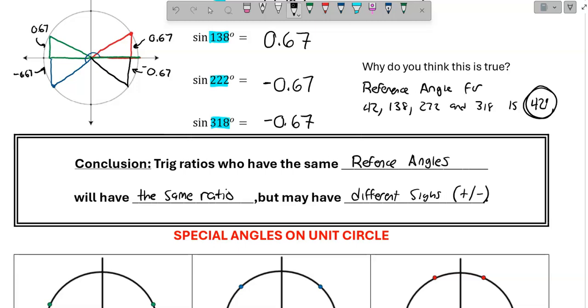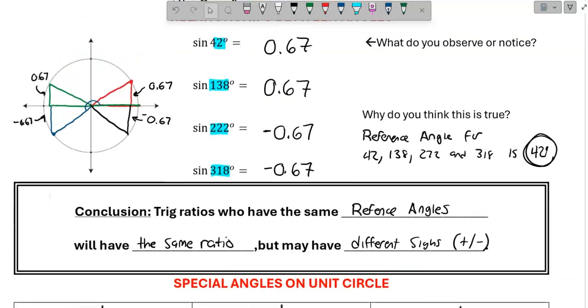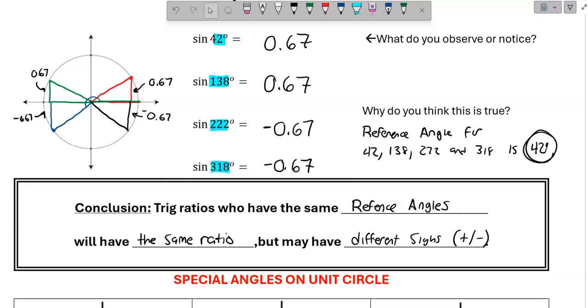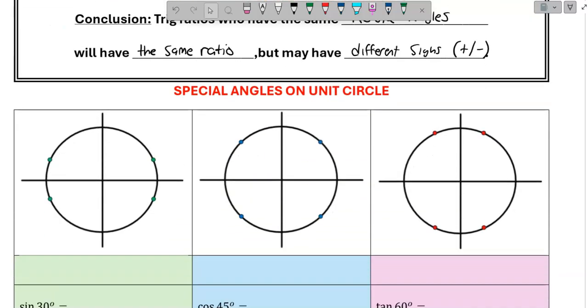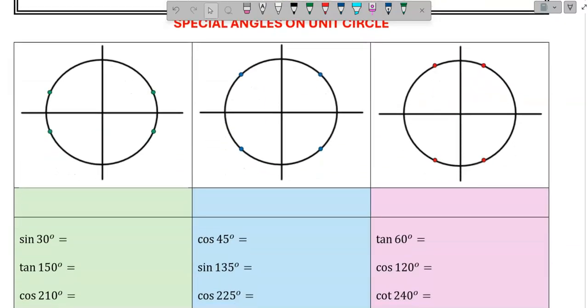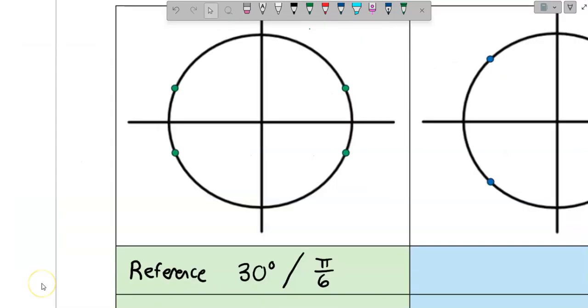Now, in this video, we're not going to talk specifically about a 42-degree angle. What we are going to do, though, is look at the symmetry and the relationships around our three special angles that we've been spending a lot of time on in this course. And that is our 30-degree angle, our 45-degree angle, and lastly, our 60-degree angle. So let's begin with the 30-degree reference angle.